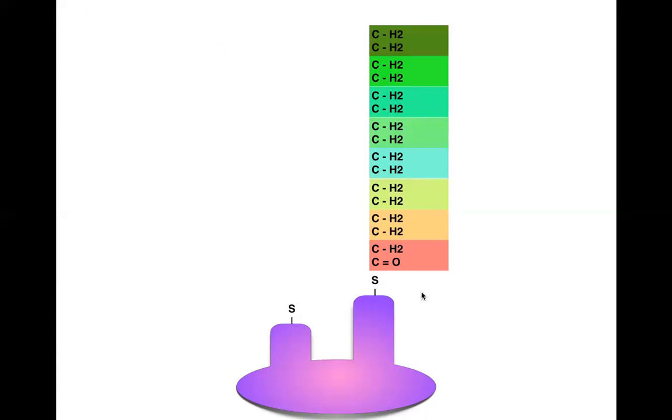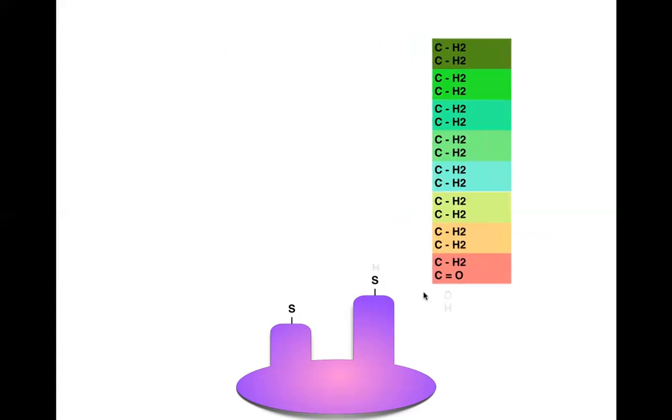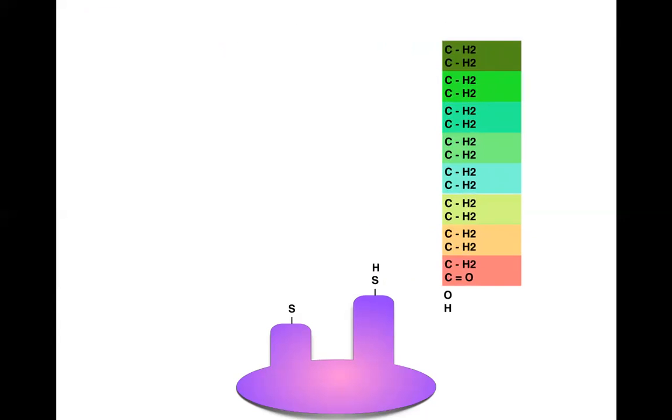So this eventually will be released. What you have now is a 16-carbon palmitic acid. Take note that this is the carboxyl functional group, whereas this is the saturated hydrocarbon tail.